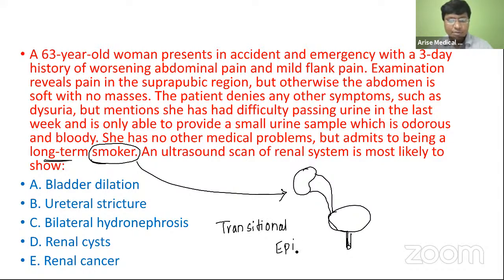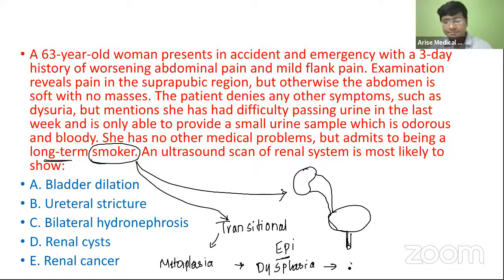Now, if the transitional epithelium is exposed to smoking agents, remember, this can undergo metaplasia and dysplasia. Metaplasia as well as dysplasia. And later, it can turn into malignancy. So smoking is a very, very important risk factor here.